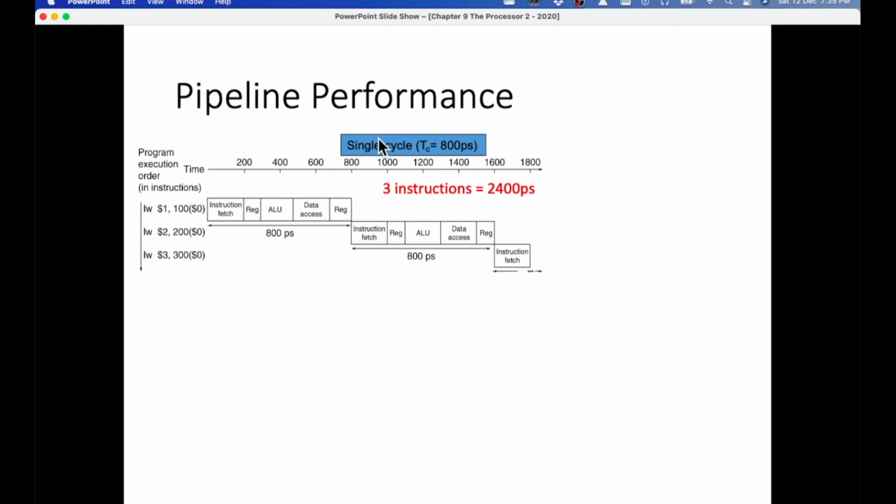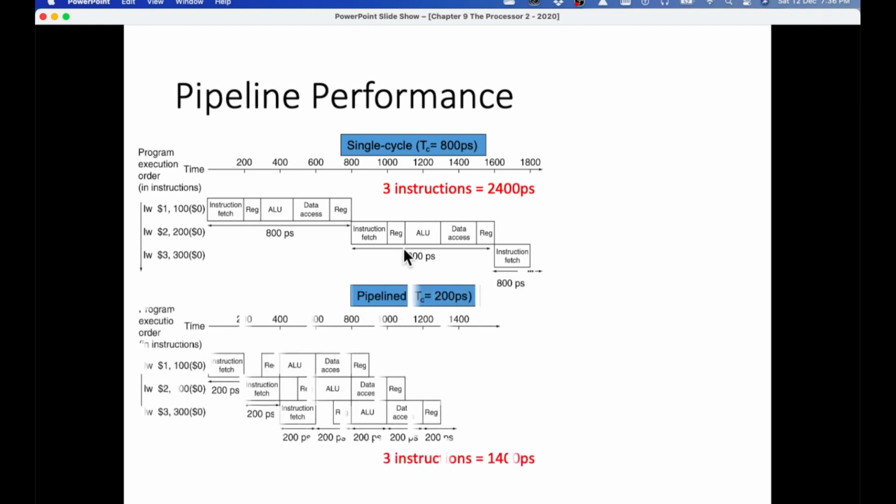Okay, for non-pipeline performance, we have 3 load word instructions here. As we know from the previous slide, a load word instruction will use 800 picosecond. So we have 800 picosecond, and once finished, another instruction 800 picosecond, and another 800 picosecond. So the total for 3 instructions is 2400 picosecond. If we implement the pipeline, the total time is 1400 picosecond. Once the first instruction finishes instruction fetch, the second instruction can do its instruction fetch, and then the third instruction can do its instruction fetch when the second is finished, and the same goes for the other stages.